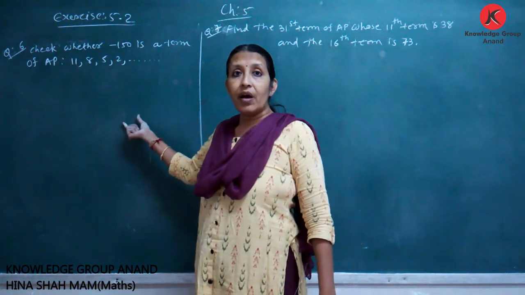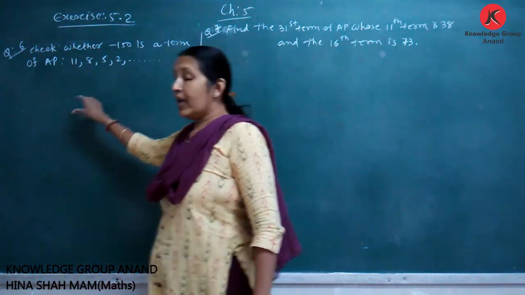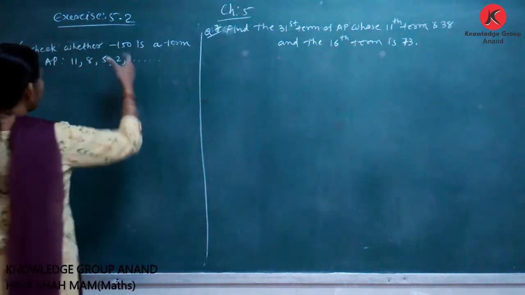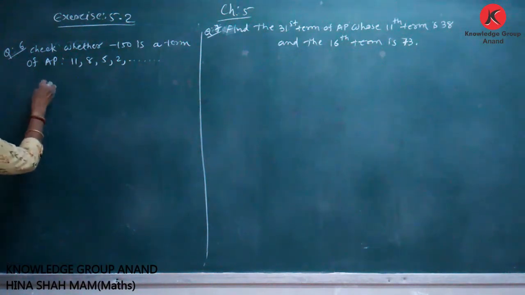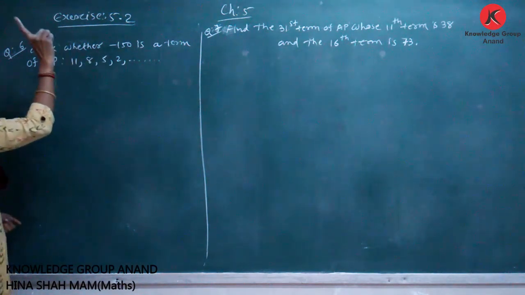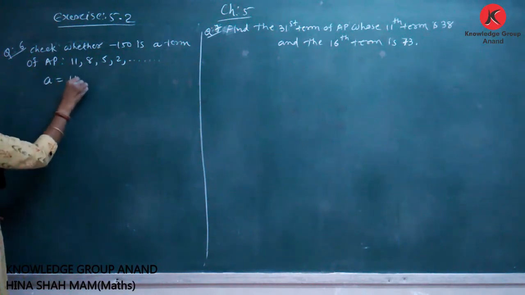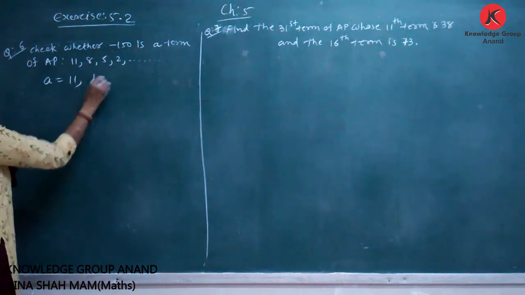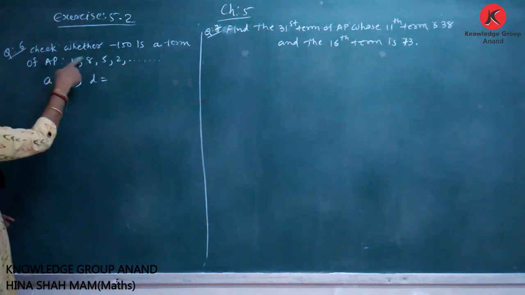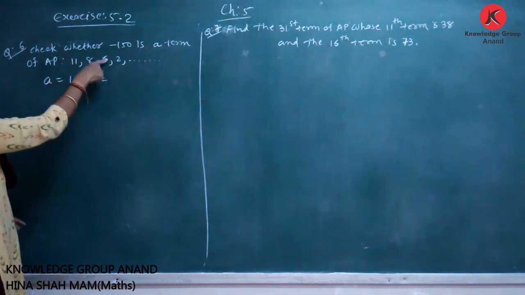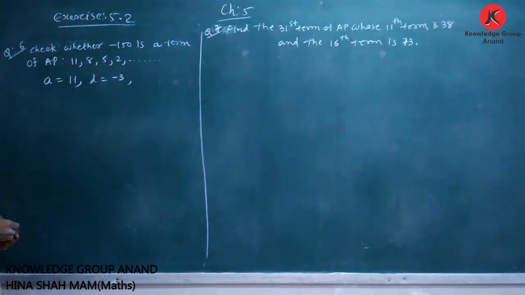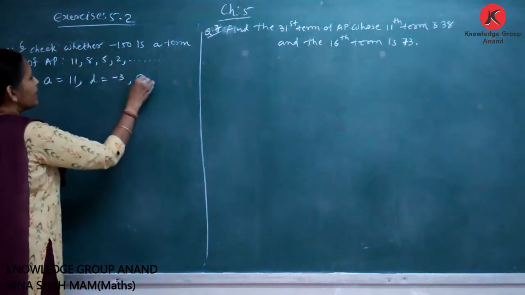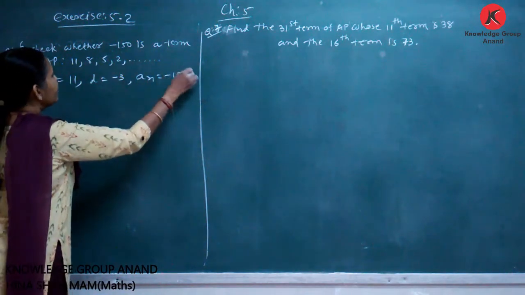Suppose n is what we want here. If we get n, then it is a term of the AP, minus 150. Here, find minus 150. Therefore, a is equal to 11. Difference is 8 minus 11, minus 3. 5 minus 8, minus 3. 2 minus 5, minus 3. Therefore, d is equal to minus 3, and a_n is equal to minus 150.